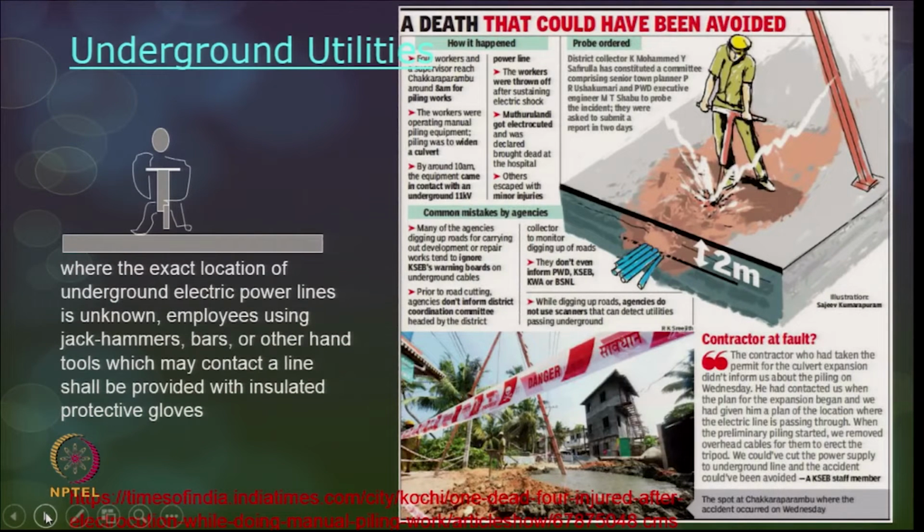So, if you see here, a worker has tried to dig in the underground utility without identifying all the probable locations, and by mistake he came into contact with the electrical line which was 2 meters below the ground surface, and he was electrocuted. So, when the exact location of underground electric power lines is not known, employees should not be using equipment which will get in contact with an electric line, and it is a serious electric hazard.